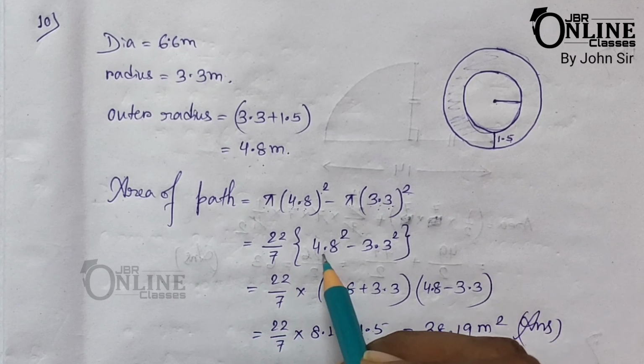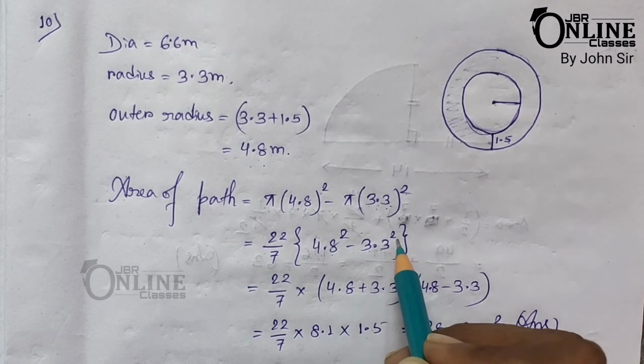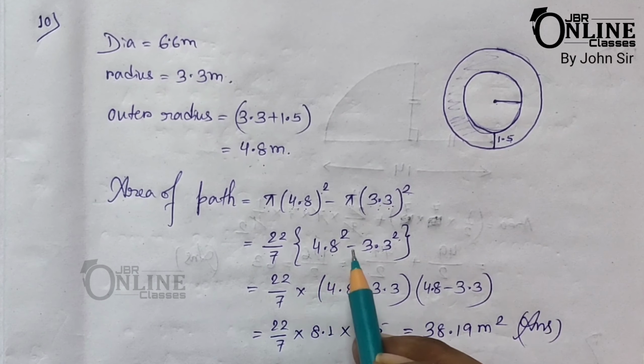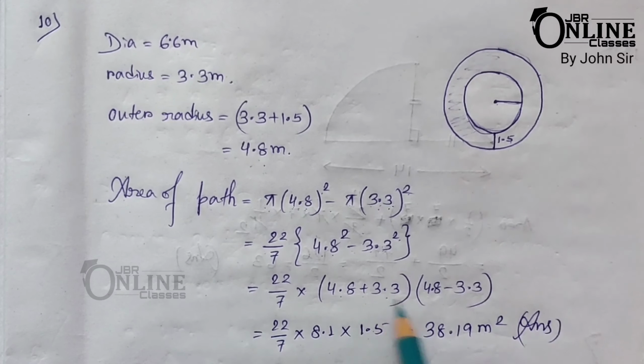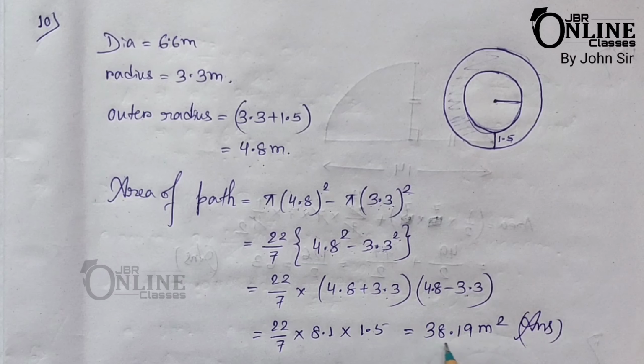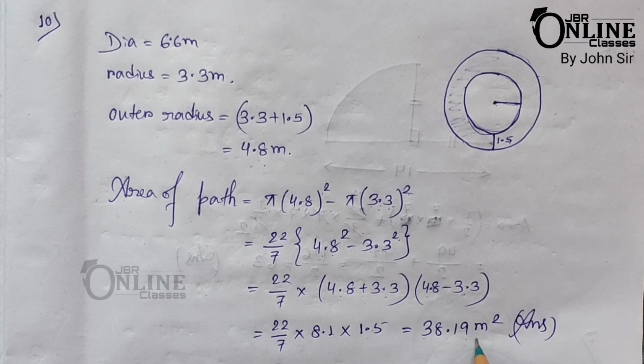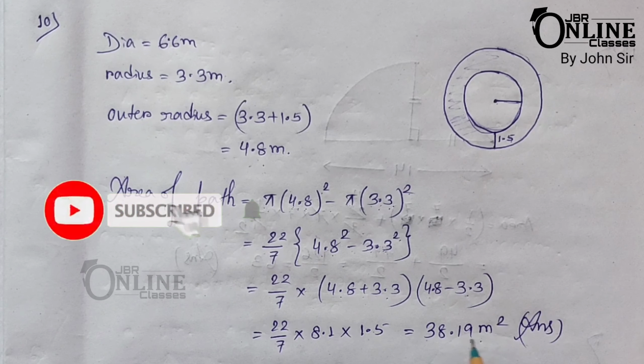So pi will be common, then 4.8 square minus 3.3 square. Here you can apply the formula a square minus b square. So a plus b, then a minus b. Then finally you will get the answer 38.19 meter square. This is correct up to 2 decimal places.